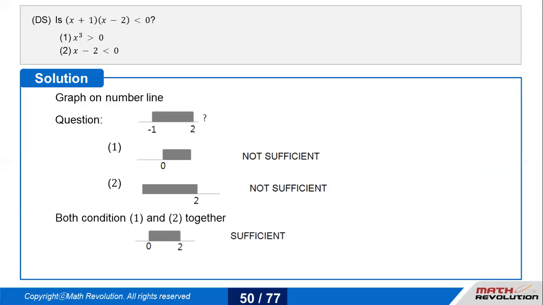Second one says 2, not sufficient again. Third one says 0 and 2. It's a part of its range. Because when you say 0, you don't know the end of the right hand side. When you say 2, you don't know the left hand side. But when you say 0 and 2, that's a range. And when we say range, there has to be a highest and a lowest.